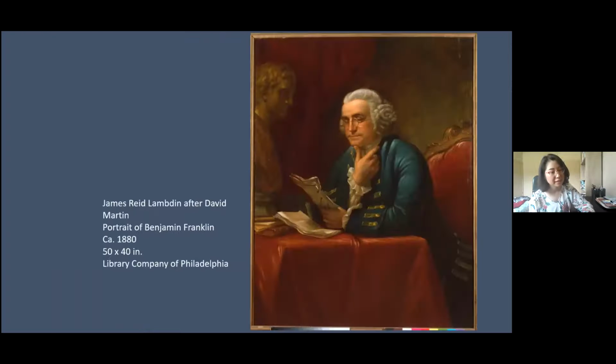In the 19th century, an artist named James Reed Lambden painted a copy of the original Martin portrait, and sold that portrait to the Library Company of Philadelphia. And so the Library Company was another Philadelphia institution founded by Franklin. The Franklin Fire Insurance Company of Philadelphia, another institution with roots with Franklin, also purchased a 19th century copy of the portrait. So their copy was copied from the version painted by Charles Willson Peale and owned by the American Philosophical Society. So a copy of a copy.